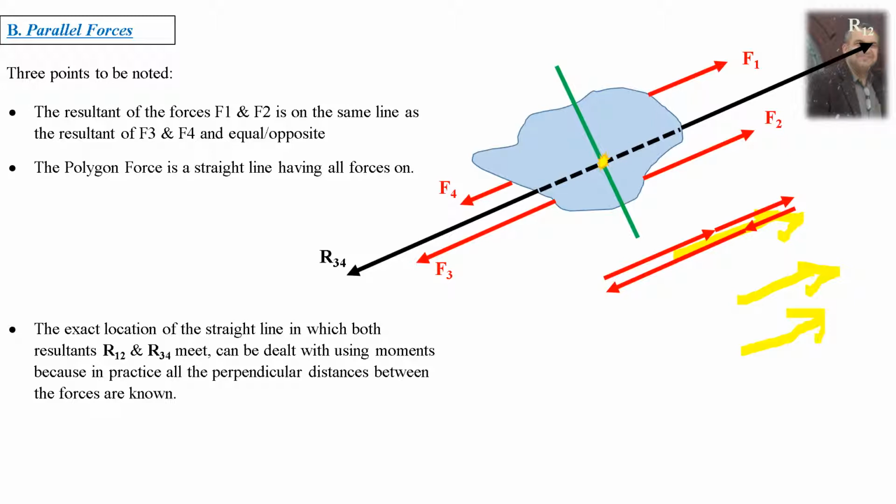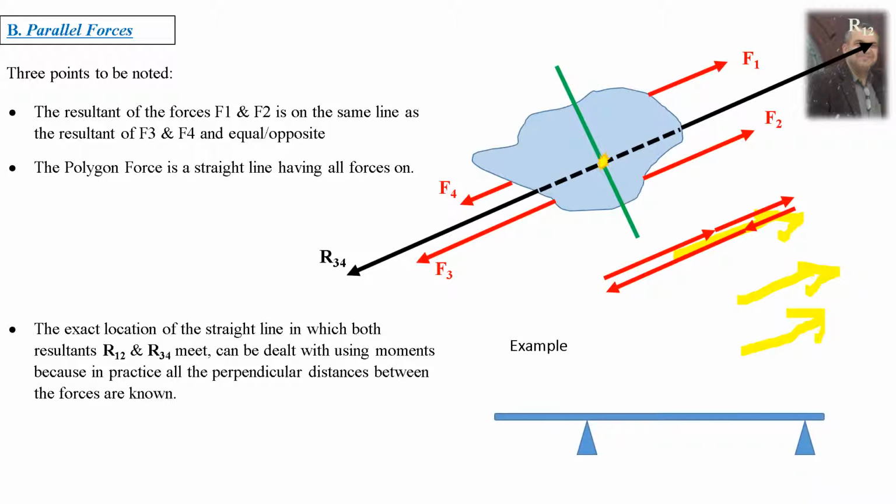Point number 3, the exact location of the straight line in which both meet. Here, this line is perpendicular to all, which will be dealt with if you use moments. So it means these distances, or perpendicular distances, are known. Then we can calculate exactly where. This is not the scope of this discussion here, but it can be calculated easily.